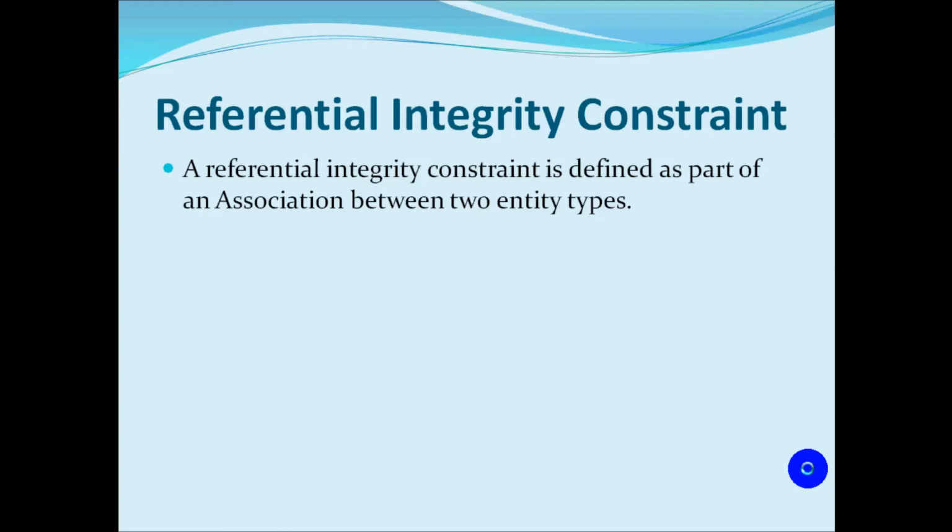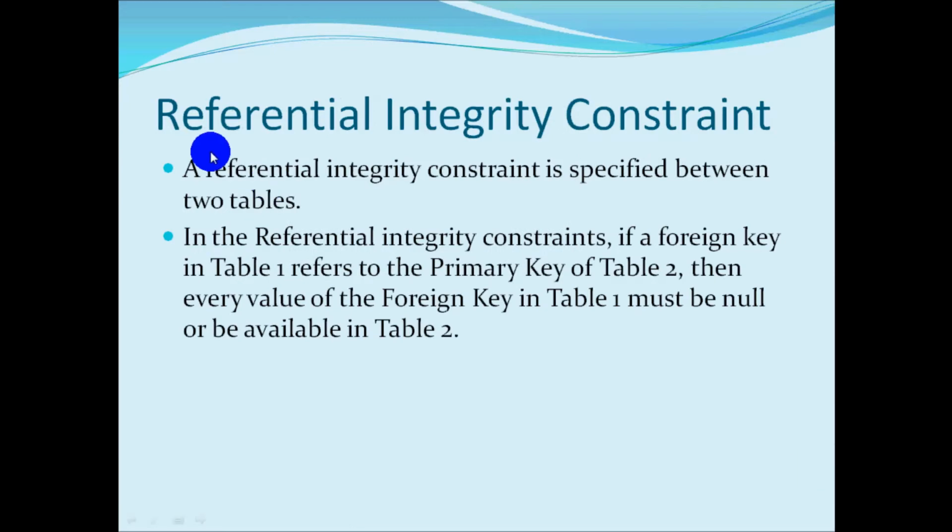The relational table has rows and columns, and we give a name to the table. That name is nothing but the entity type. This is another description: referential integrity constraints are specified between two tables. If two relational tables are available, this referential integrity constraint is in between these two tables.